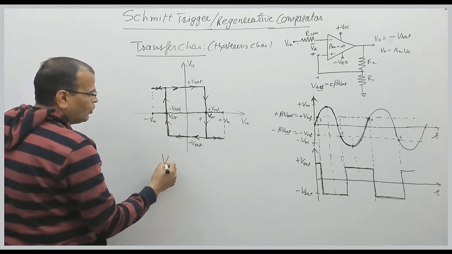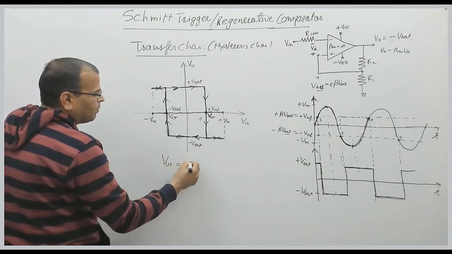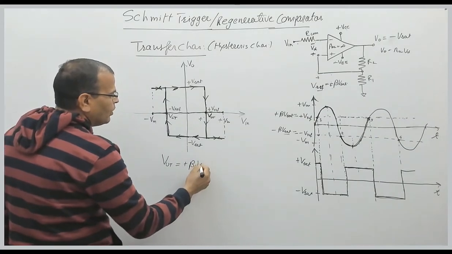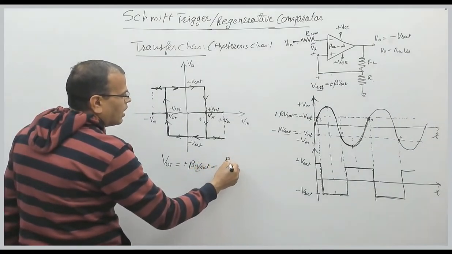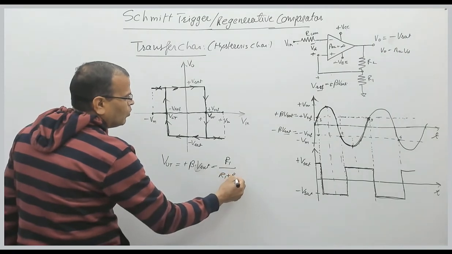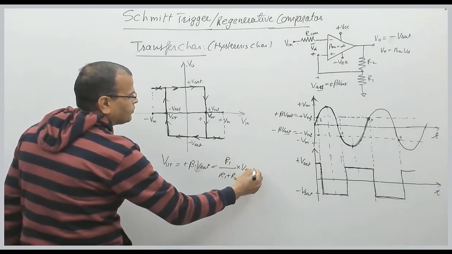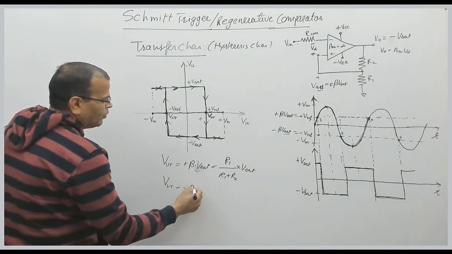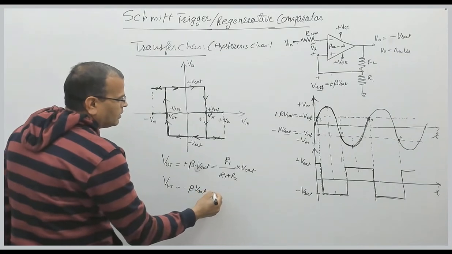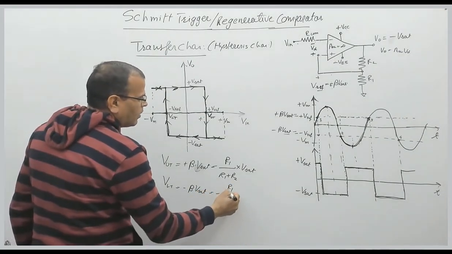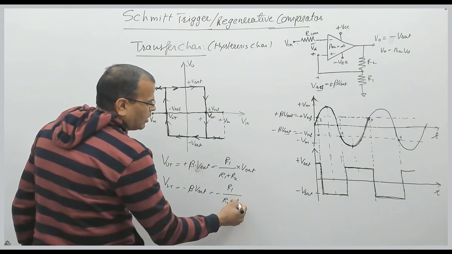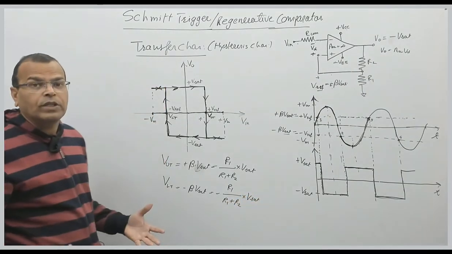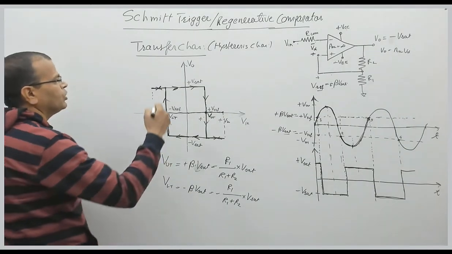So the upper threshold value of this circuit is nothing but plus beta into Vsat, and that is equal to R1 by R1 plus R2 into Vsat. And the lower threshold value of this circuit is minus beta into Vsat, right? And that is equal to minus of R1 by R1 plus R2 into Vsat. So the lower threshold value is a negative voltage, the upper threshold value is a positive voltage, right?